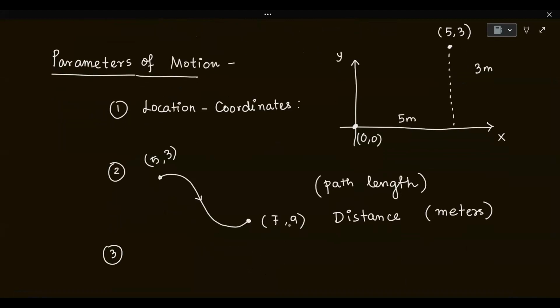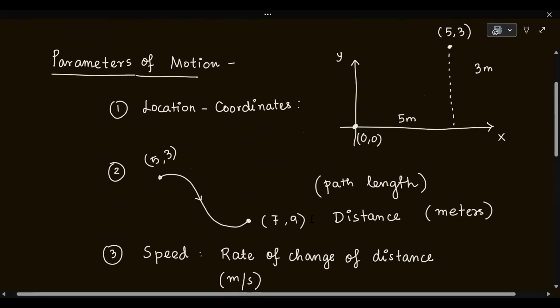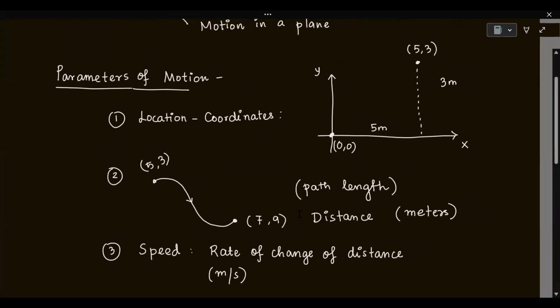Now, the third scalar quantity, all of these are scalar quantities, by the way. The third scalar quantity is speed. What is speed, guys? The rate of time at which the distance is covered. Yes, the rate of change of distance. Very important, guys. It's a scalar quantity. Unit is meter per second. Okay. Now, these are the three scalar quantities.